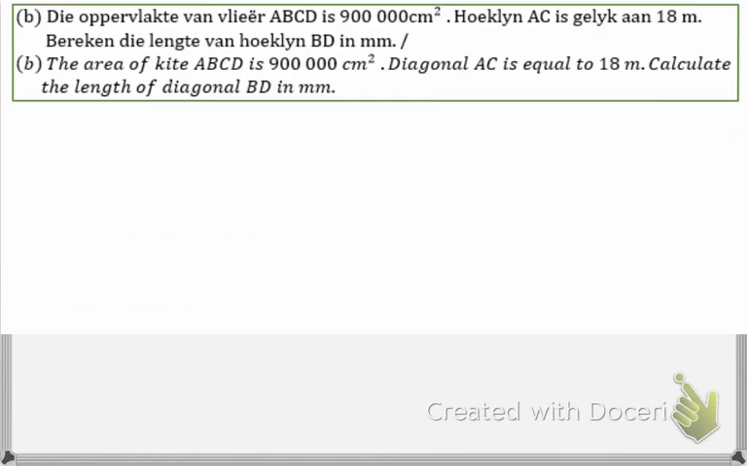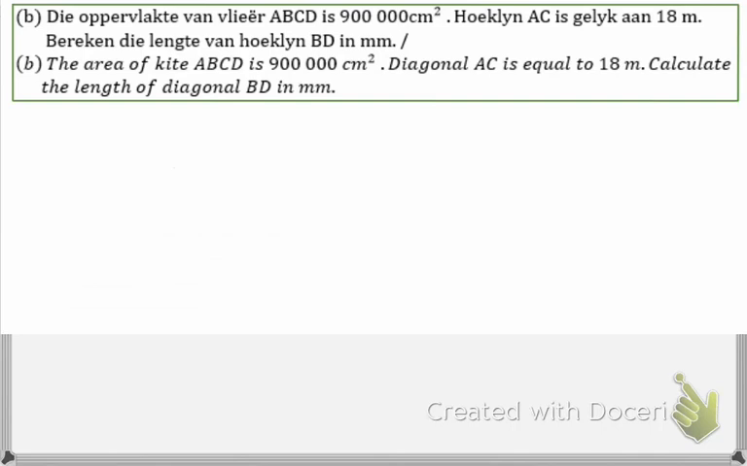At question number B, they tell us that the area of kite ABCD is 900 square centimeters. The diagonal AC is equal to 18 meters, and we must calculate the length of diagonal BD in millimeters. So here we have 3 different units.